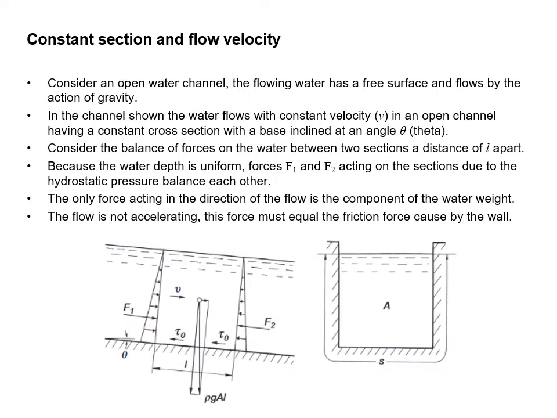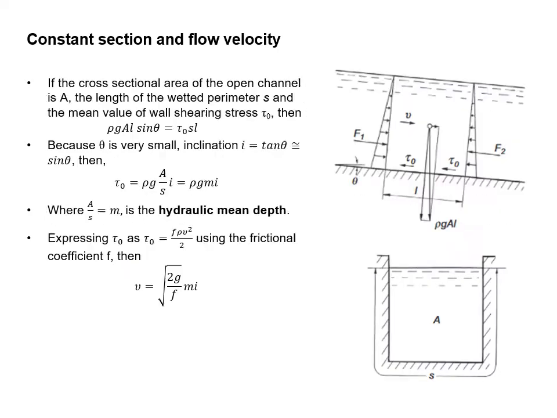Because the water depth is uniform, forces F1 and F2 acting on the sections due to the hydrostatic pressure balance each other out. So the only force acting in the direction of flow is the component of the water weight. The flow is not accelerating, so this force must be equal to the friction force caused by the wall. The cross-sectional area of the open channel is A, and the length of the wetted perimeter is S, so the mean value of the wall shearing stress can be calculated as shown.